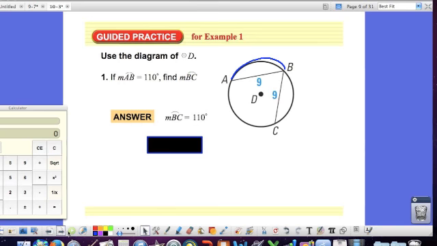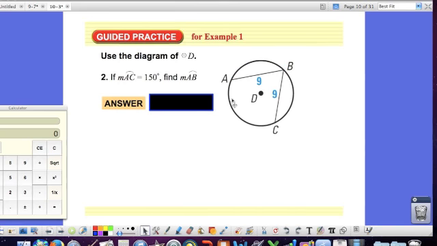If AC is 150, find the measure of AB. Well, 360 minus AC of 150 is 210. The rest of the circle is made up of AB and BC, and they're congruent. So 210 divided by 2 is 105.